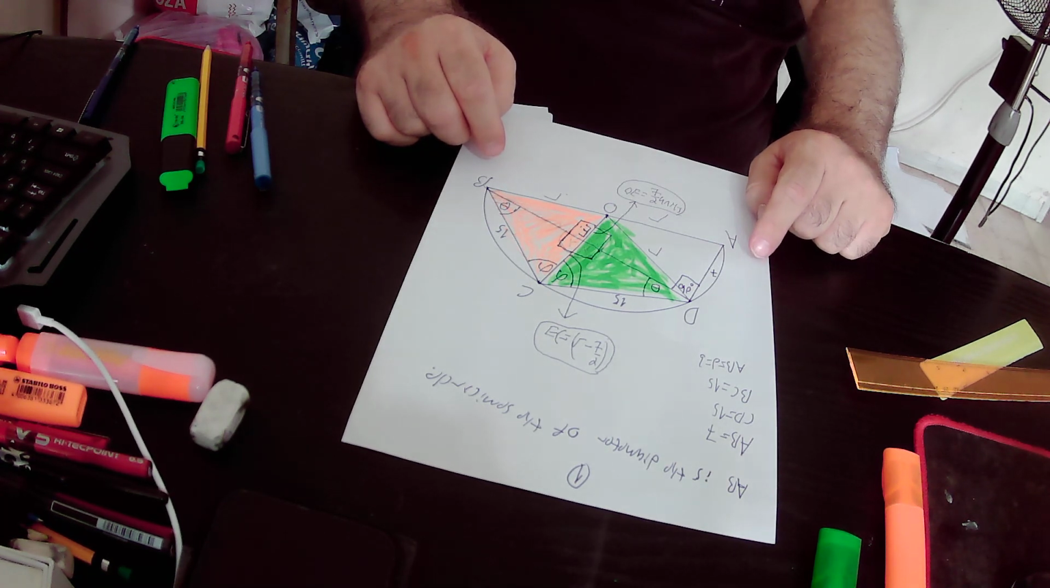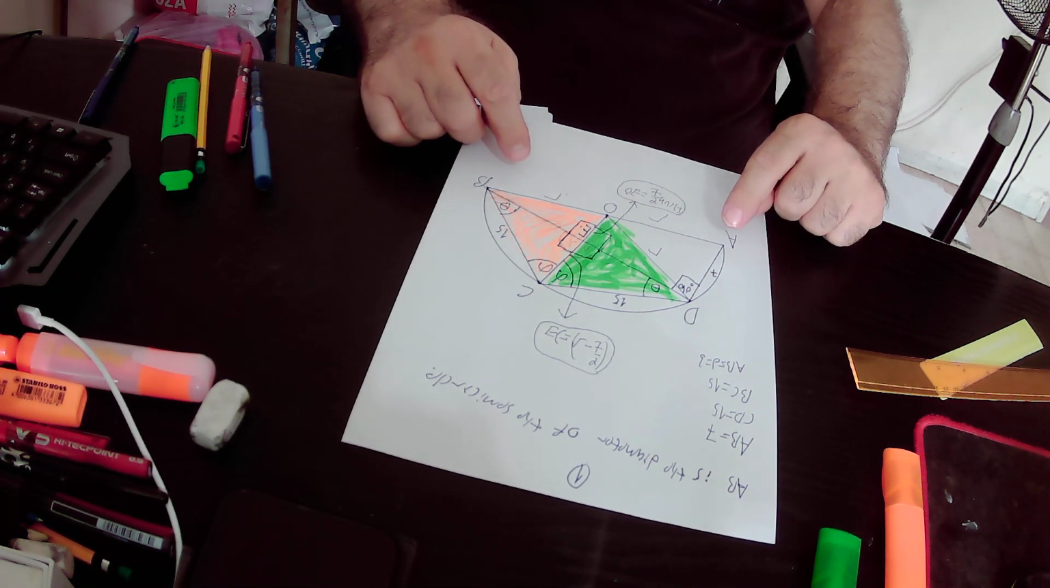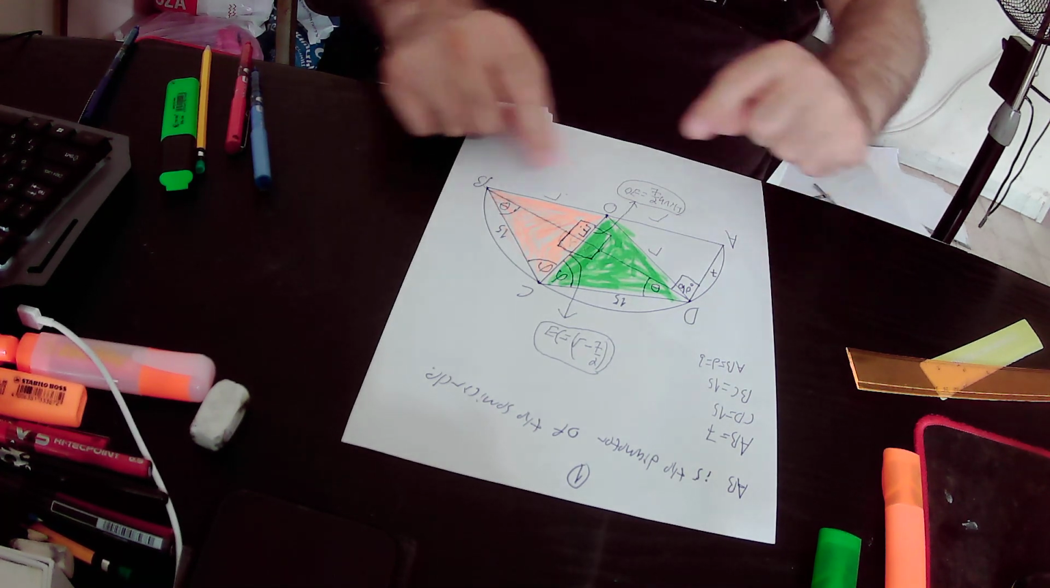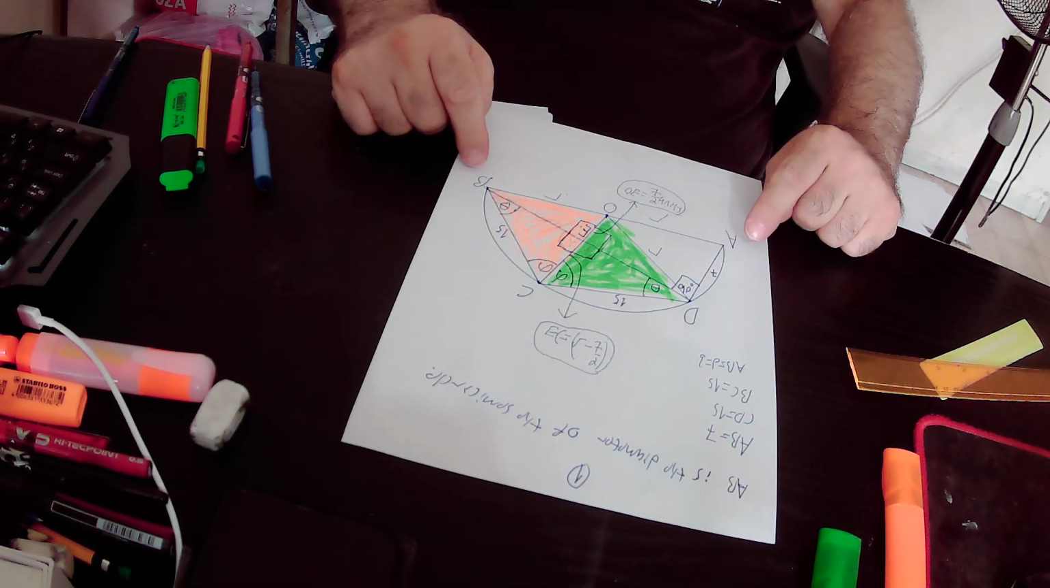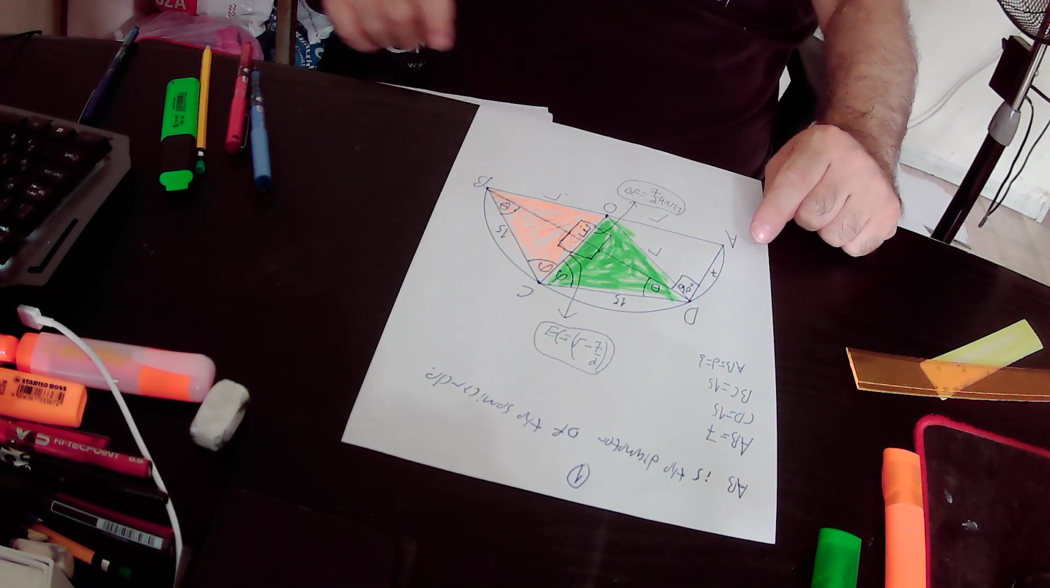So the final answer to the question is that the diameter of this semicircle is 25 units. D, the diameter, equals AB, which equals 2 times the radius, which equals 25 units. Okay, thank you very much.